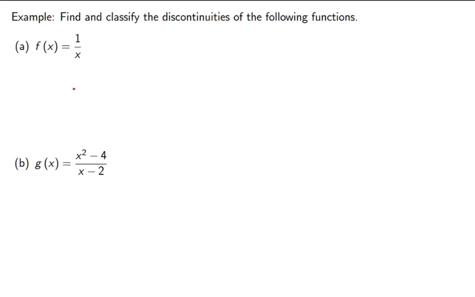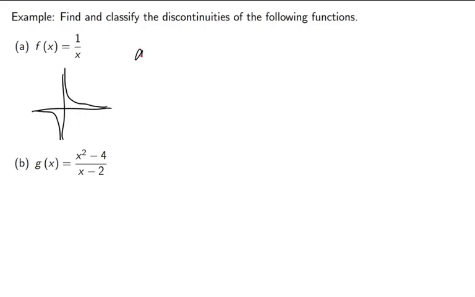Consider f of x equals 1 over x. If we draw a picture of this, 1 over x looks something like this on both sides. It's got a branch above to the right and a branch below to the left. There's definitely a discontinuity at 0, but nowhere else.